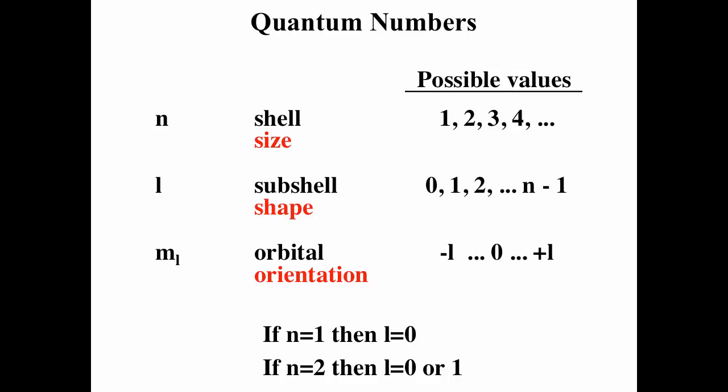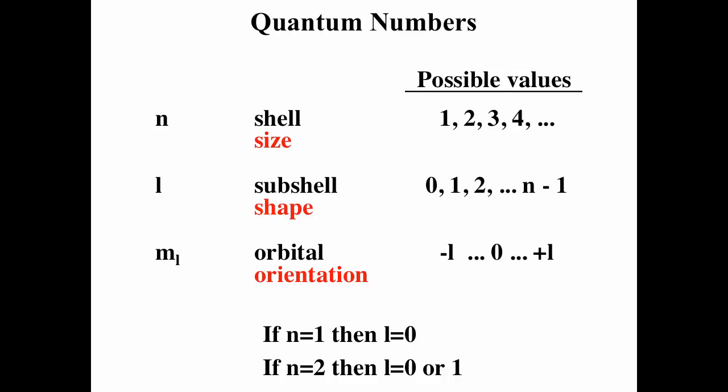M sub L goes from minus L through 0 to plus L. And so when L is 0, that corresponds to s. There's only one s orbital possible per shell. When L equals 1, that corresponds to p. M sub L can be minus 1, 0, or plus 1. And so that's why there are 3 p orbitals per subshell.